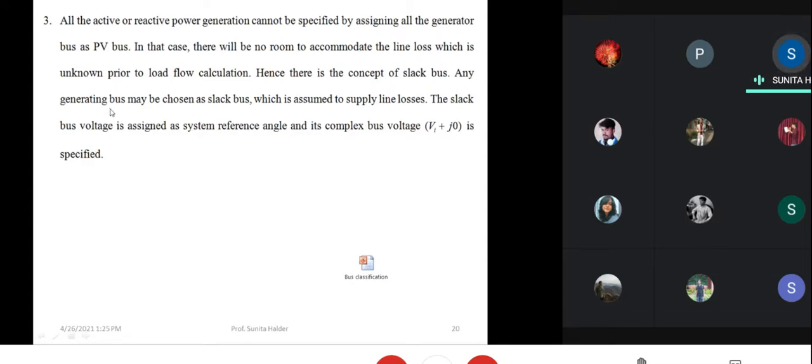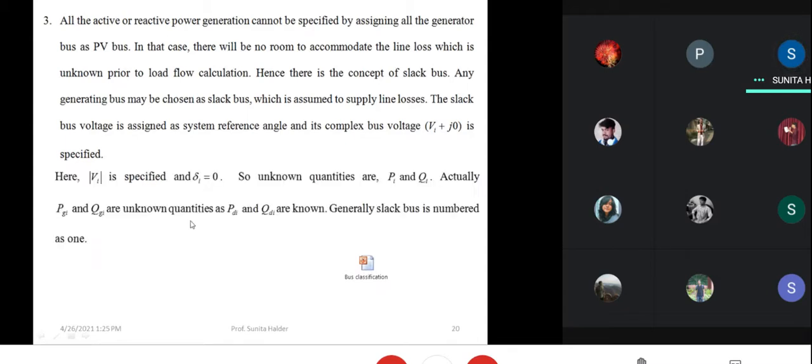Any generator bus may be chosen as slack bus, which is assumed to supply the line losses. The slack bus voltage is assumed to be the system reference angle, and its complex bus voltage Vi plus j0 is specified, always specified. Here Vi is specified and delta is 0. So the unknown quantities are Pi and Qi. Actually Pi, Qi, PGi, QGi are the unknown quantities, as PDi, QDi are known.